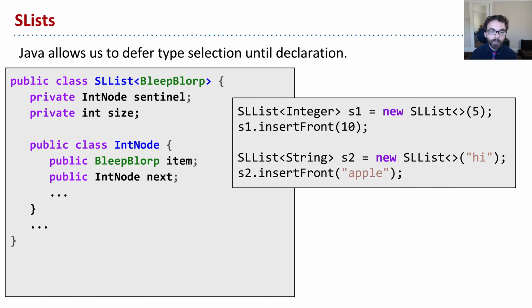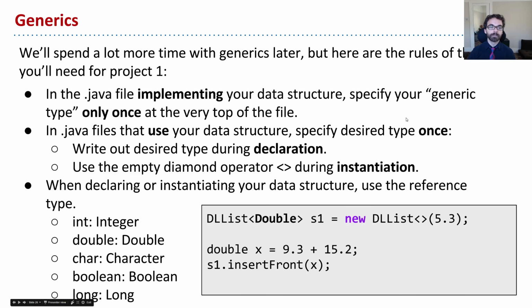But to summarize what we've got here, we can defer type selection until later, until we've declared a variable or until we've instantiated a variable. And to do that, we pick any arbitrary string, and in the class that we're creating, we just put it right after the name. And then when we want to use it, we make sure that we specify the type we want when we're declaring, and optionally when we're instantiating.